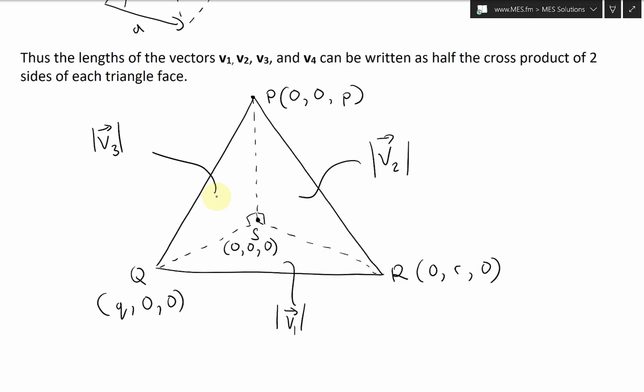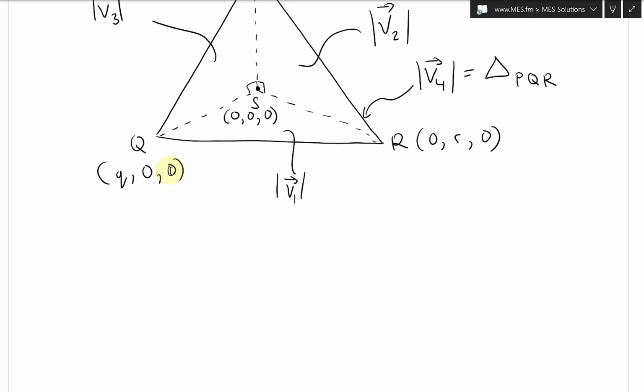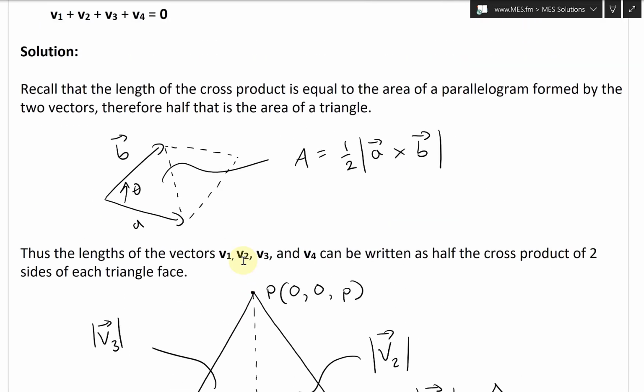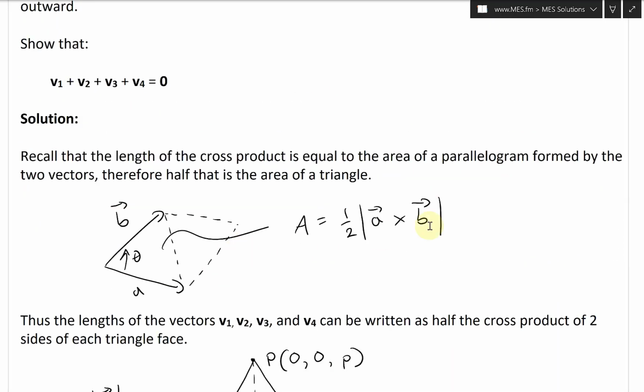And then lastly, the one that's going to be facing up in front of us is just this whole PQR triangle. The V4 vector is equal to the area of the triangle P, Q, and R, like that. And now we could write all of these as cross products, and we can do that over here, because these are the cross products.